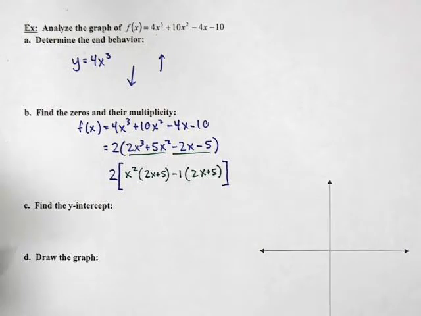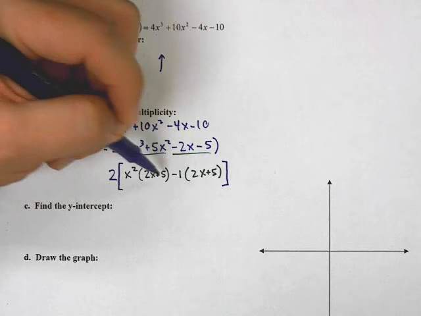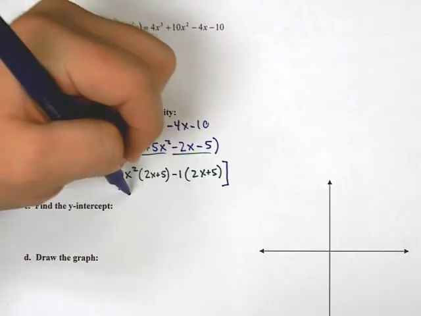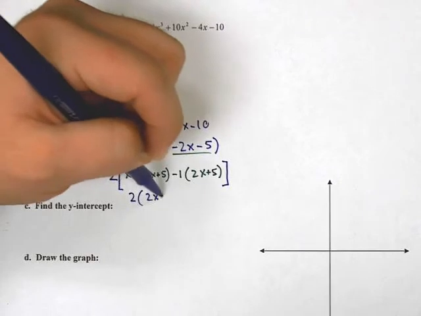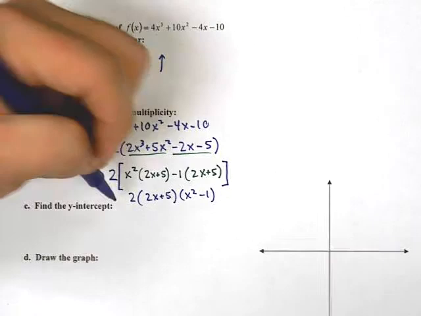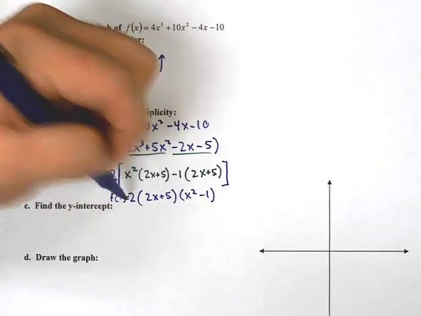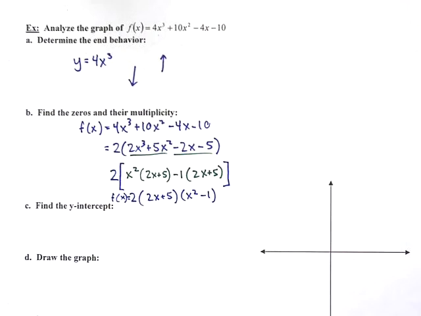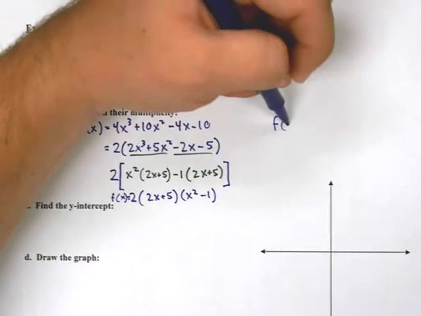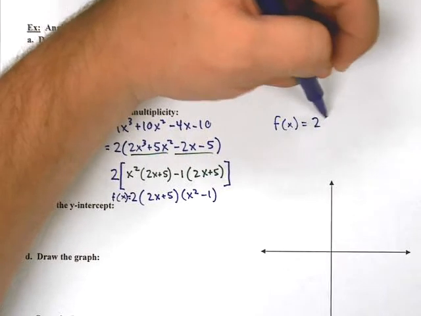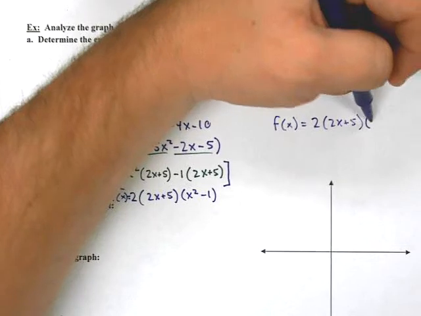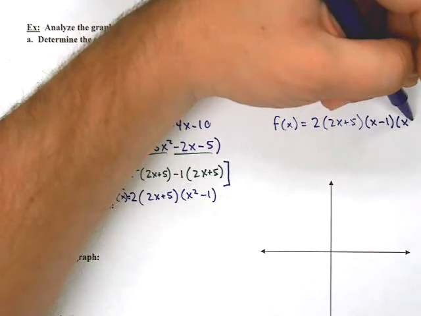But now, what's the idea? Well, when we factor out this 2x plus 5, we're left with x squared minus 1. So I'm going to have 2 times 2x plus 5 times x squared minus 1. That is right now my f of x. And the last thing, we're not quite done yet. I'm going to come over here to finish this up. We can say 2x plus 5, and then what is x squared minus 1? It's a difference of squares.